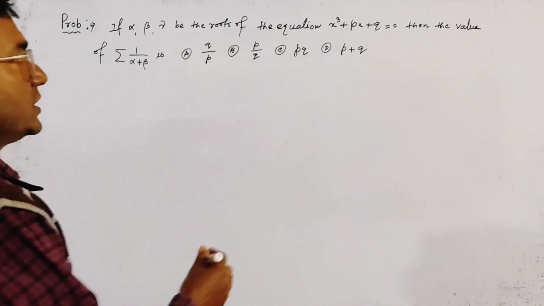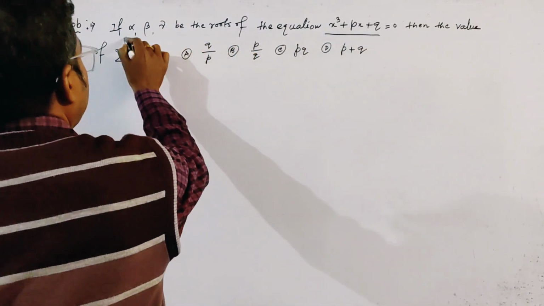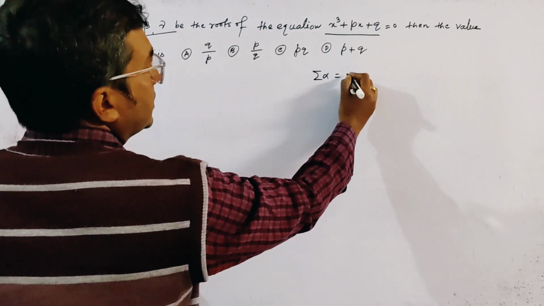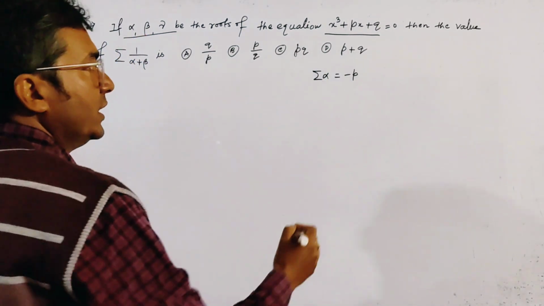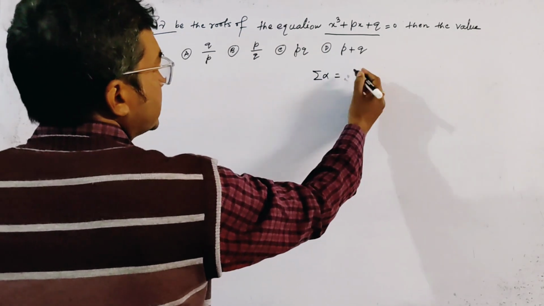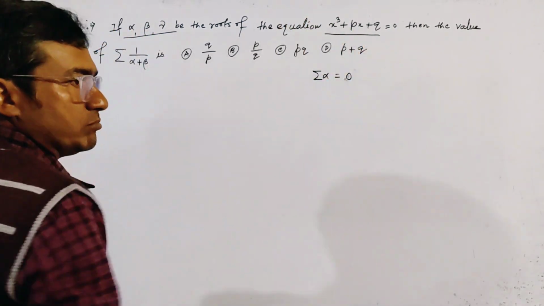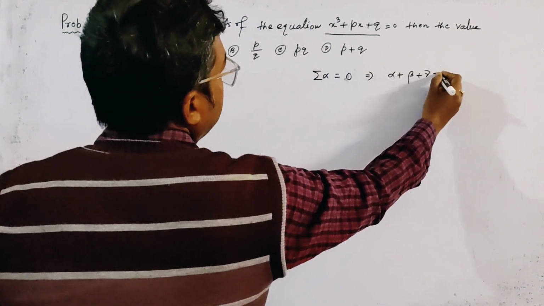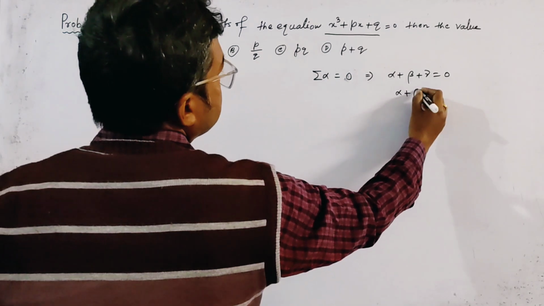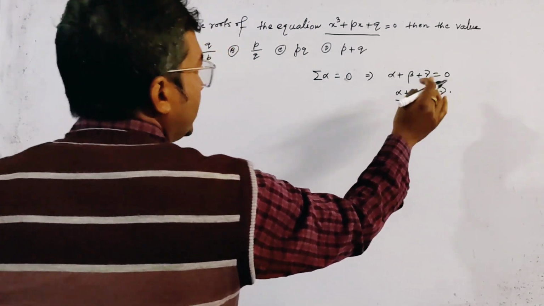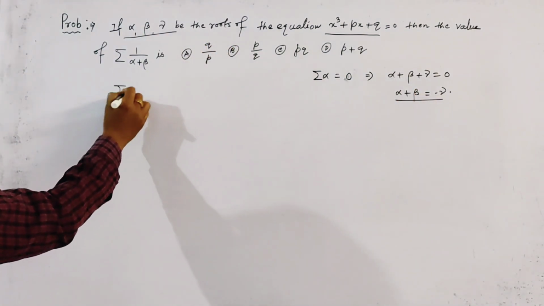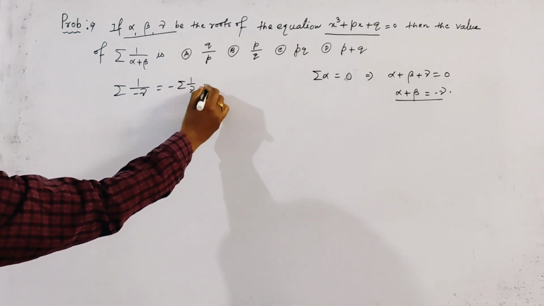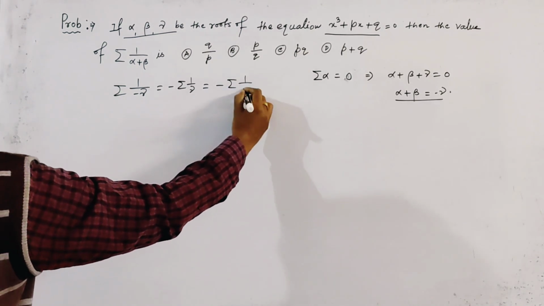We first use the relation between roots and coefficients. The first relation is summation alpha equal to 0, because there is no x² term. So alpha plus beta plus gamma is equal to 0, so we get alpha plus beta equal to minus gamma. We use this result here, so we get 1 by minus gamma, so minus summation 1 by gamma, and this is same as minus summation 1 by alpha.